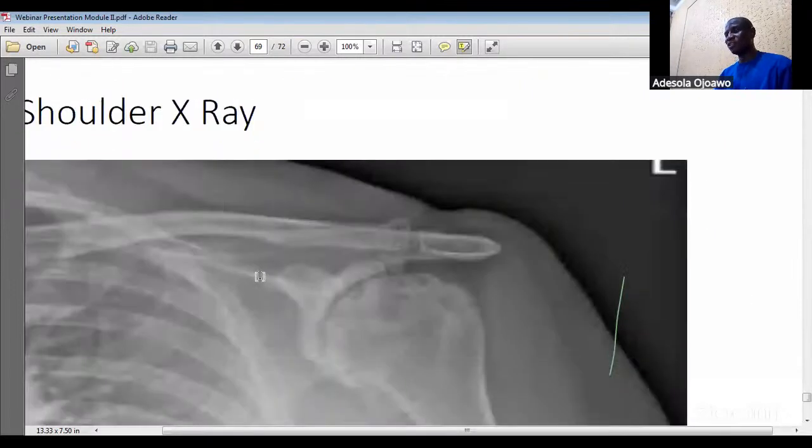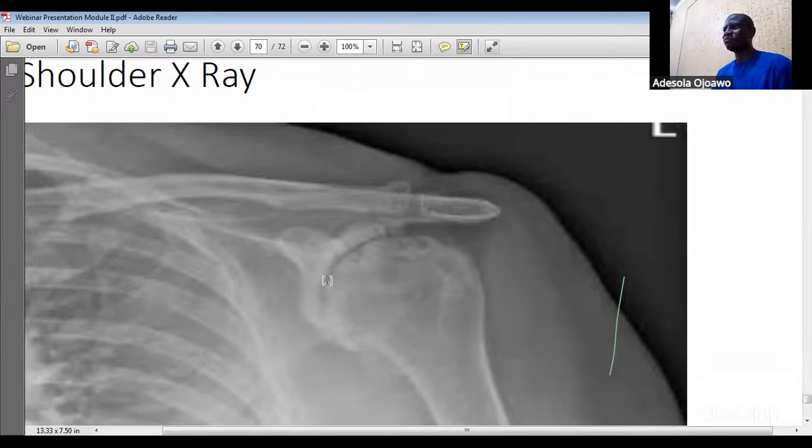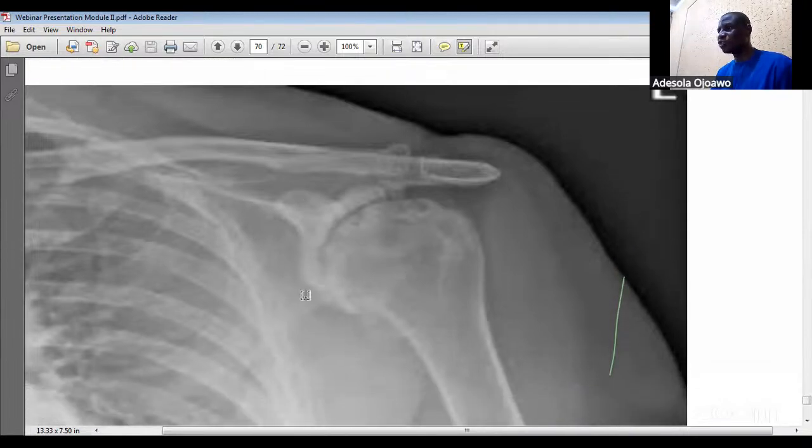Then one can do a kind of compression test. You just tell the patient to lie supine. You try to compress the shoulder joint. By and large, to confirm that, one may need an X-ray of the joint. And when you have the X-ray of the joint, it will show you the status of the head of the humerus and the glenoid fossa. And what you are seeing here, you can see degeneration here.